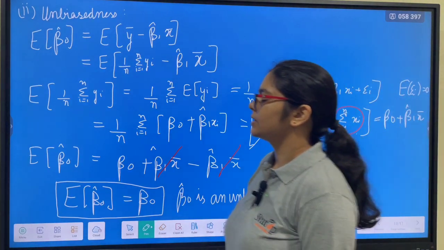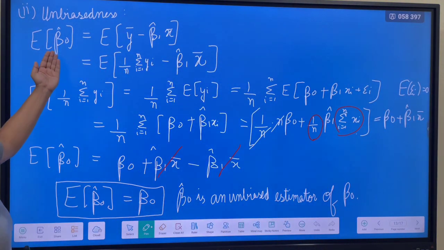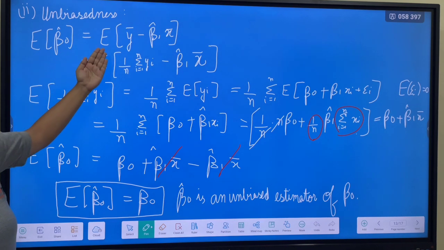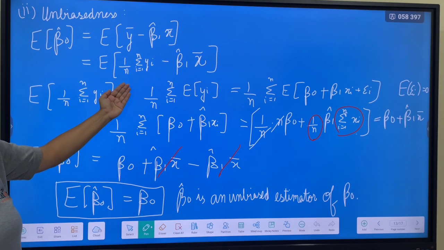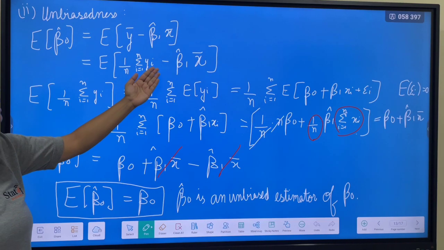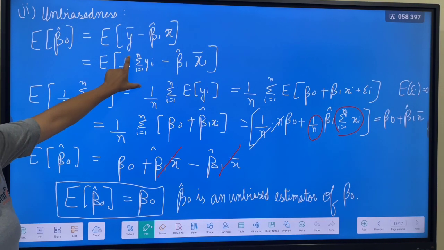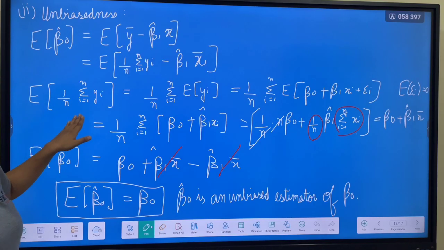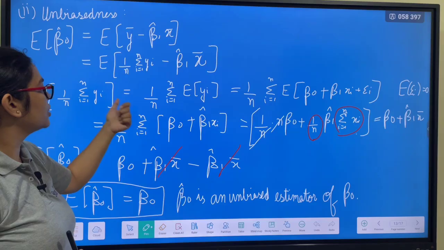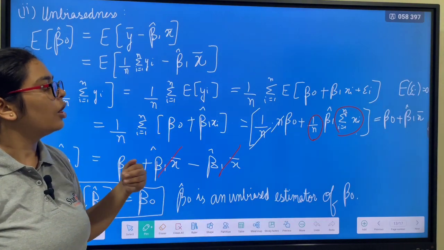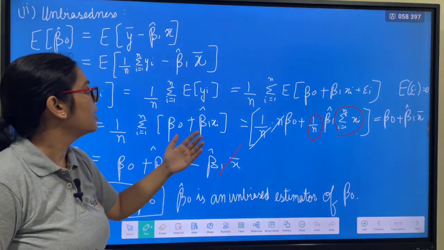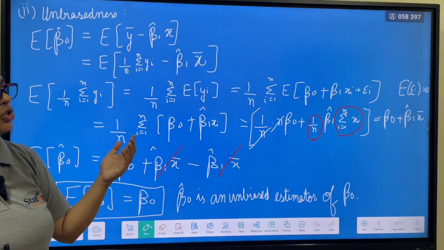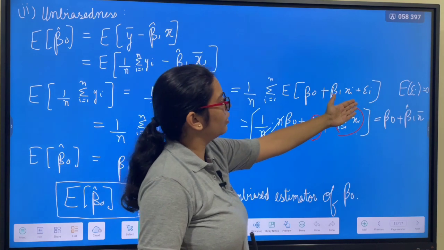Now again, unbiasedness. For unbiasedness of beta naught cap, the expectation of beta naught cap is equal to the expectation of y bar minus beta 1 x bar, which is nothing but the expectation of 1 upon n summation i goes from 1 to n yi minus beta 1 x bar. Now taking the expectation inside the summation, we get expectation of yi. On opening the bracket, beta naught plus beta 1 xi plus epsilon i. And we know that the expectation of epsilon i is equal to 0 by the Gauss-Markov theorem.